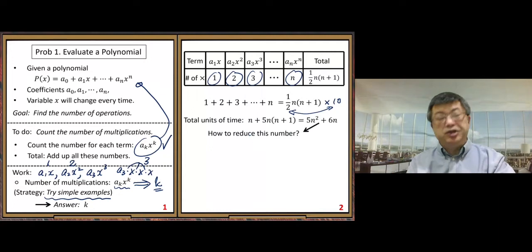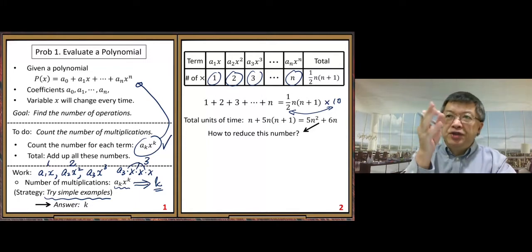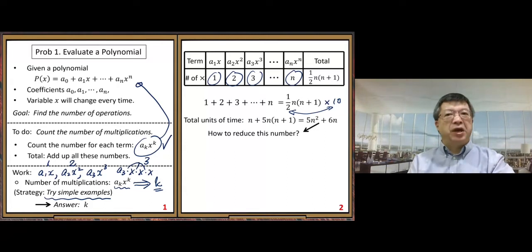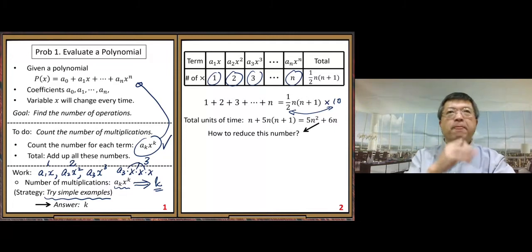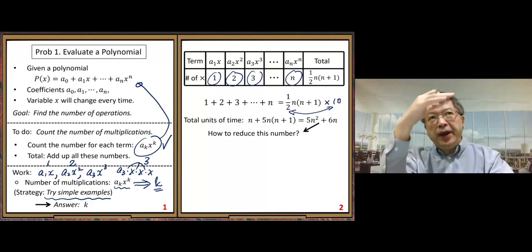How to reduce this number? Can we do better than this? Can we do better than this? Right? That is an important aspect in algorithm. We should try to improve our existing algorithms. Okay? But at this point, it is very hard to get that answer. We don't have enough information. So we need to do more work to get this answer. All right, but here we want to move to the next step.